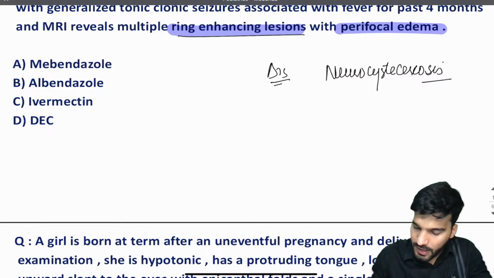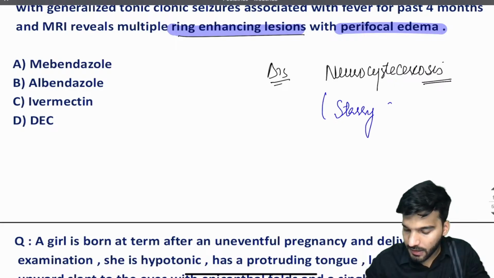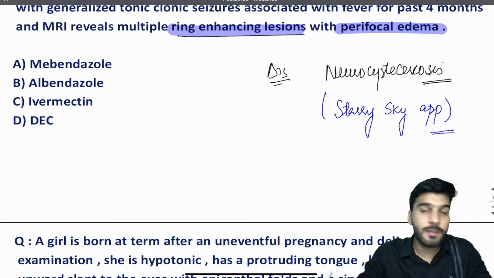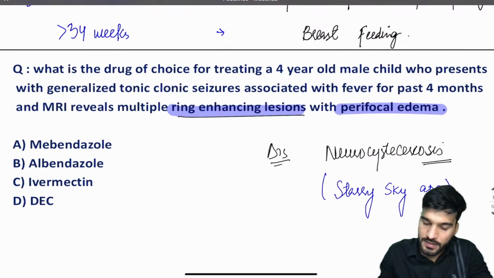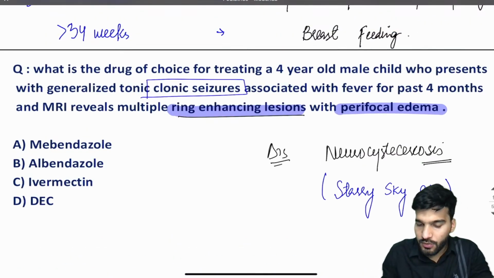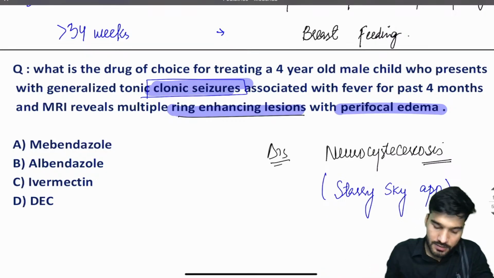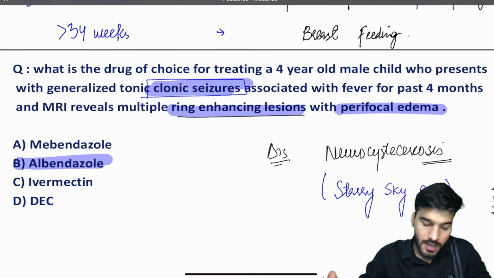And we have which type of appearance? These multiple ring enhancing lesions give a starry sky appearance. It is usually due to Taenia solium and Taenia saginata. The most common feature is going to be seizures. And what is the drug of choice for that? Drug of choice is going to be albendazole.